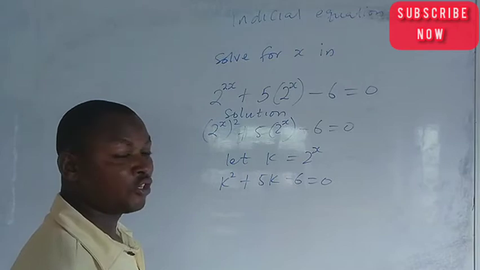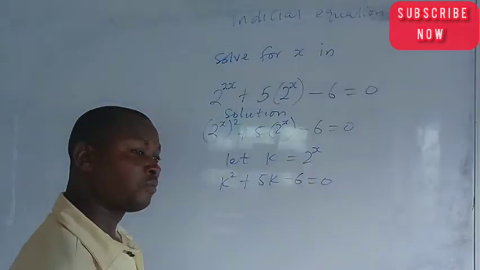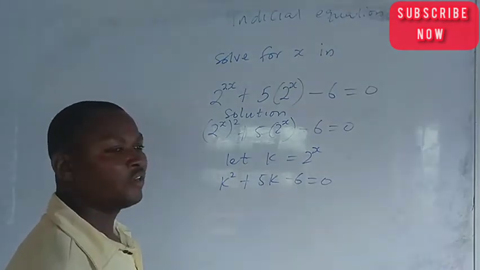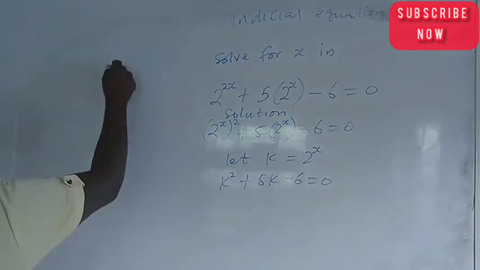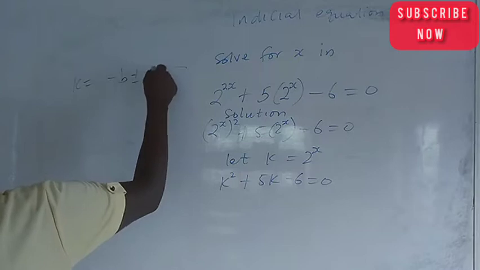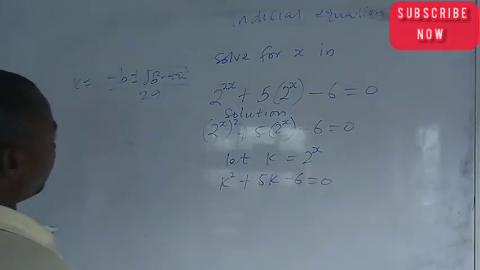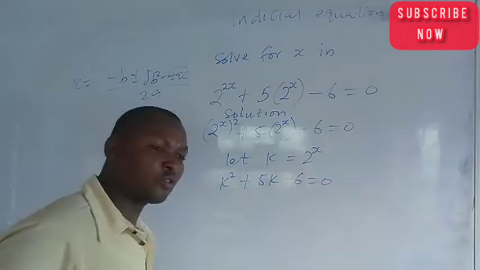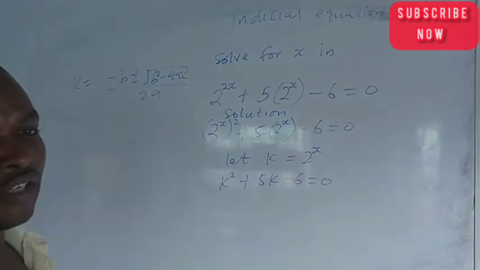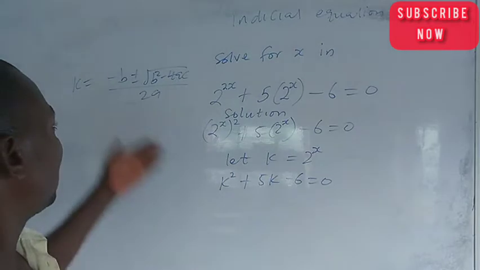The third method is by using the quadratic equation formula. We can easily use the formula which says that we have minus b, since we are looking for k, so just minus b plus or minus the square root of b squared minus 4ac, over 2a. So this is what we call the quadratic equation formula. Although we usually used to call it the almighty formula, almighty formula is wrong. We call it the quadratic equation formula. So we can easily use it.